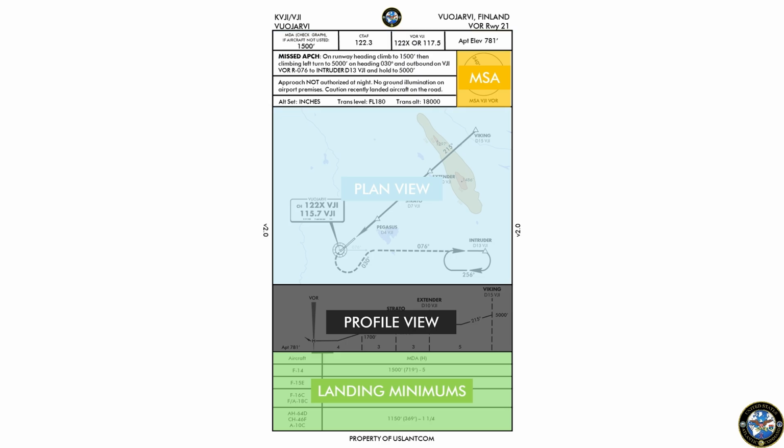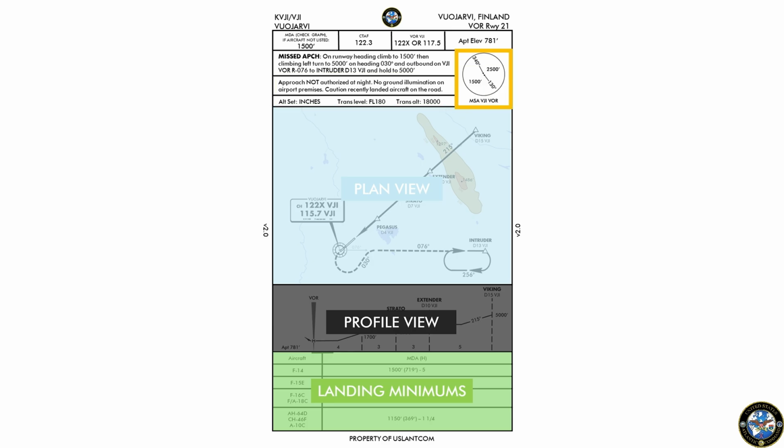In the briefing area, we have our highest MDA listed, our common traffic advisory frequency, our TACAN and VOR frequencies, and our airport elevation. Next, we have our missed approach instructions, but we'll get more into that later. And next we have the notes sections denoting other important information regarding the airport and the approach.